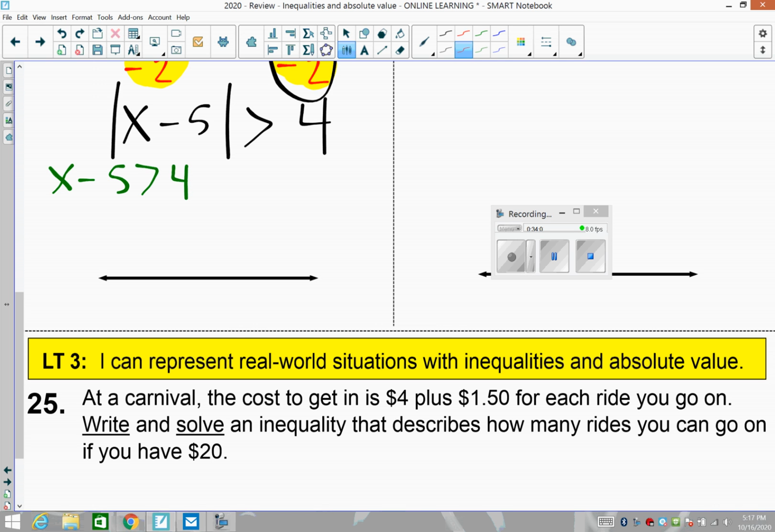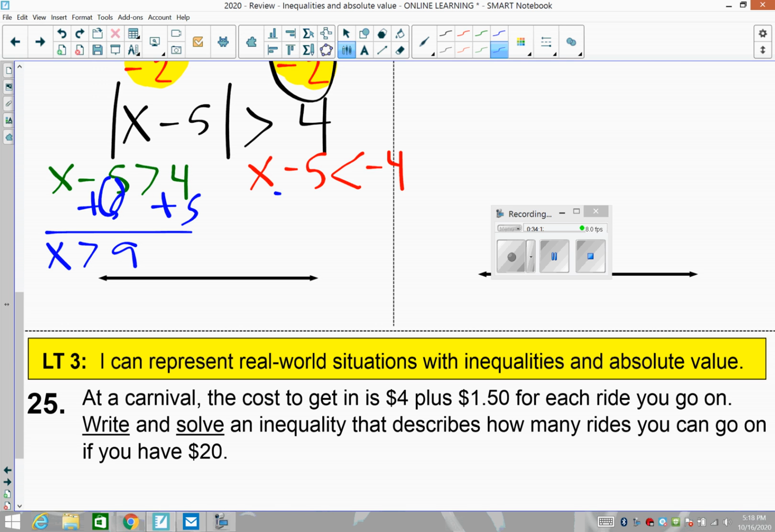We rewrite it on the right, which is x minus 5. We flip the sign and we make it negative. We add 5 to both sides. So we get x is greater than 9. We add 5 to both sides. We get x is less than 1. And I know that's super fast.